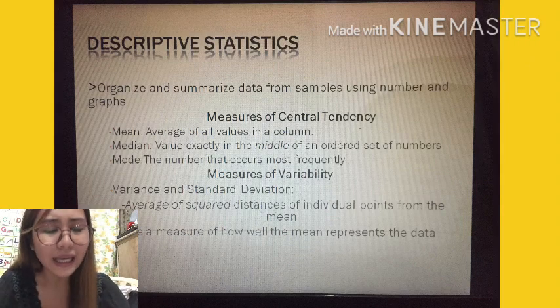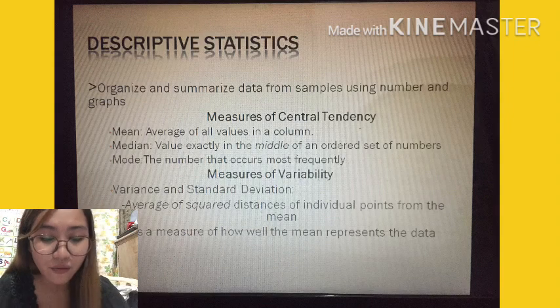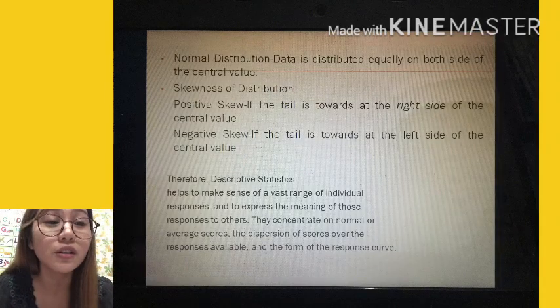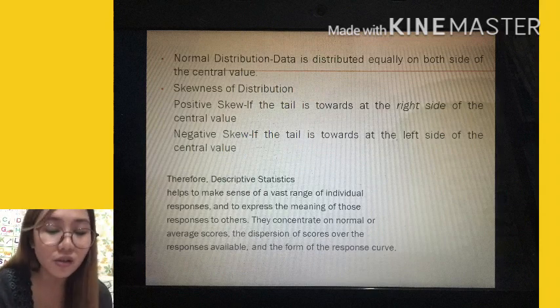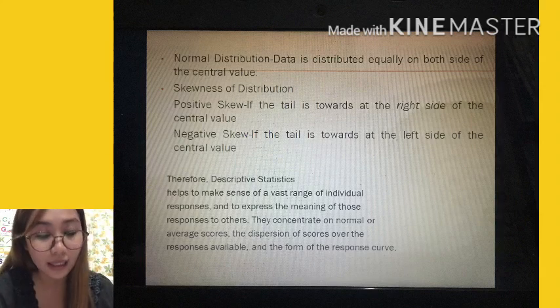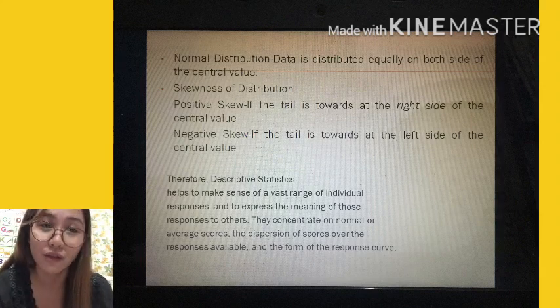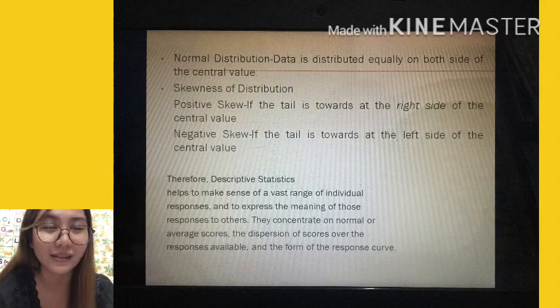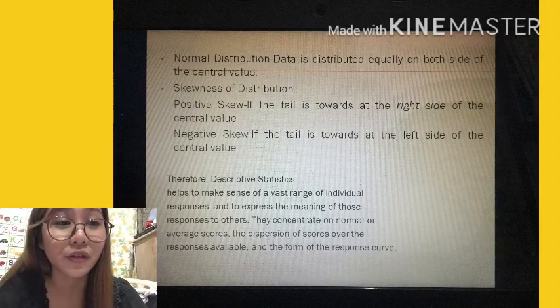So in describing our data in shape of a graph, we have here the normal distribution. A normal distribution is wherein data is distributed equally on both sides of the central value, but not all data are normally distributed or always look like a symmetric one. That describes the skewness of distribution.